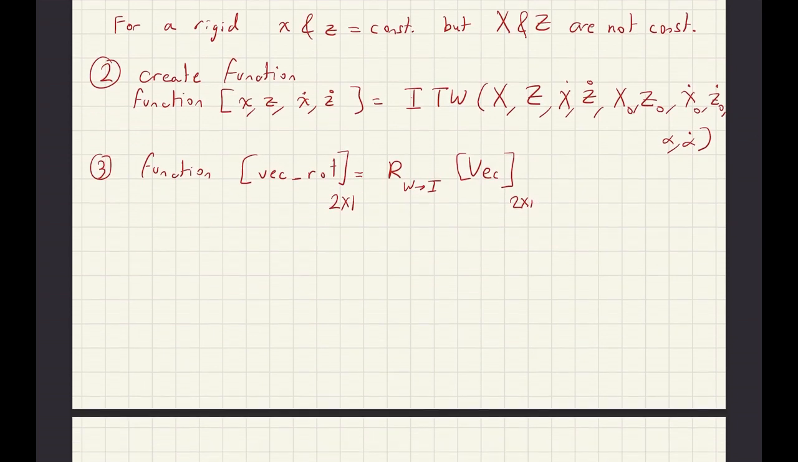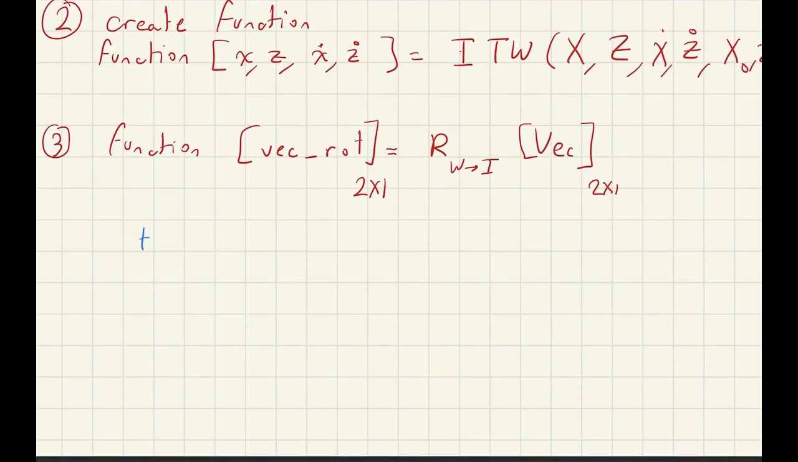So I'm just going to write this down here. The function of this function is to rotate the n and t hat to the inertial frame. Great. So we went over this. Now we can actually start talking about the algorithm.